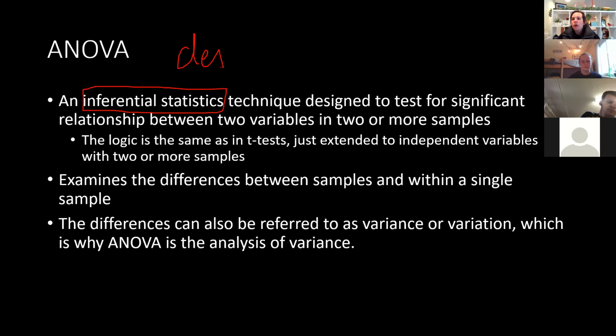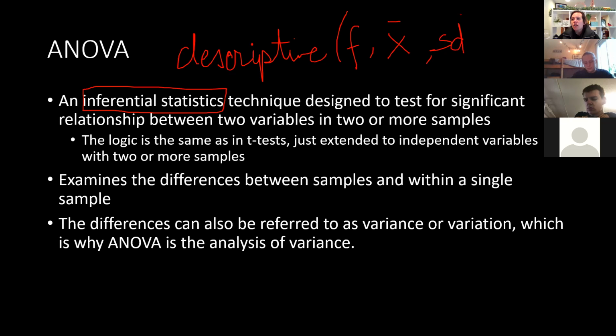Oh boy, this is always a bad idea whenever I try to write with my mouse. That's a C. Okay, descriptive is the other one. What would be a descriptive statistic? It might be a frequency, right? It could be a mean. It could be a standard deviation. Those are all statistics that you run that will describe the data you have in front of you.